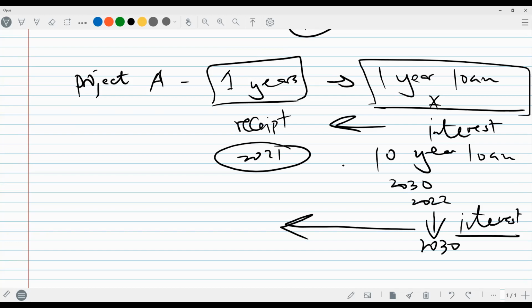This interest here does not match with the receipt from the project, because there's no project. So it's better that you apply what we call the matching concept. Try to observe, try to see what is the life of this project. What's the life of the project? So you try to match it with the life of the finance source, the maturity of that finance source.